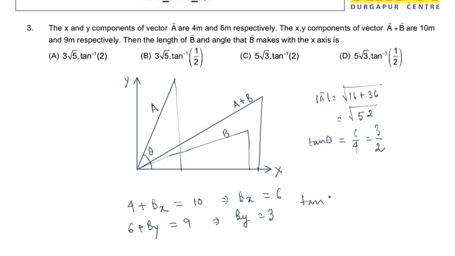So what is tan phi? If phi is the angle between the b vector and the x vector, then tan phi is equal to 3 by 6, which means 1 by 2. So phi is equal to tan inverse half. And what is the magnitude of the b vector? The magnitude is the root of 36 plus 9, that is 45, which means 3 root 5. So option B should be your correct choice.